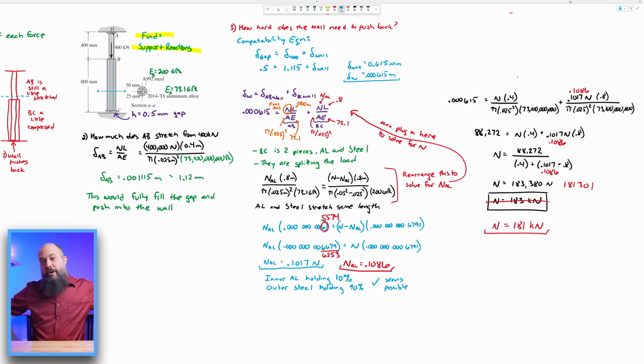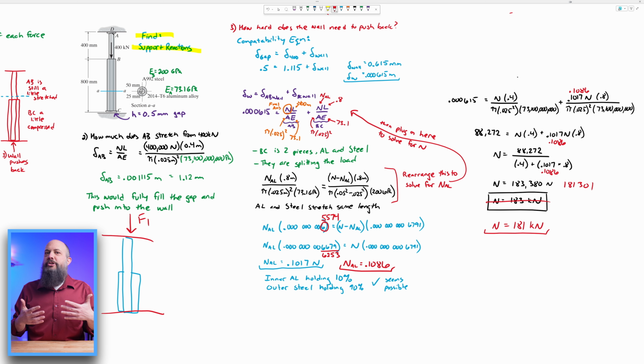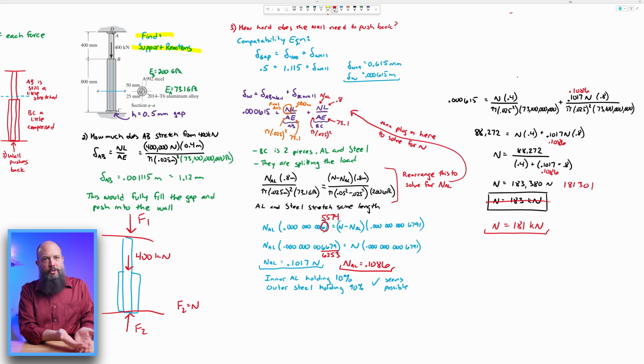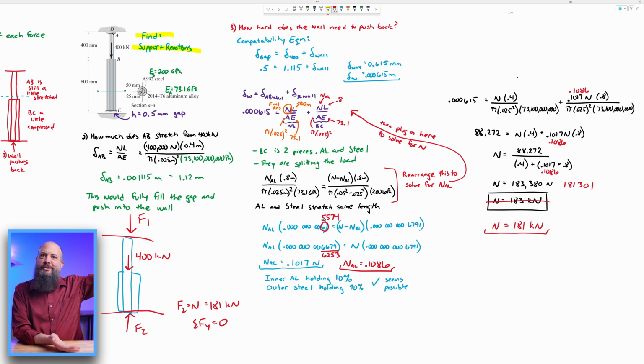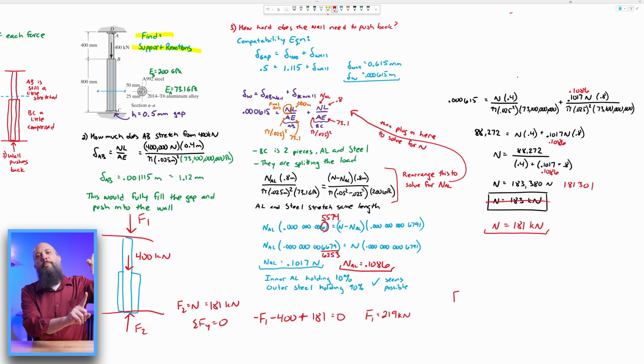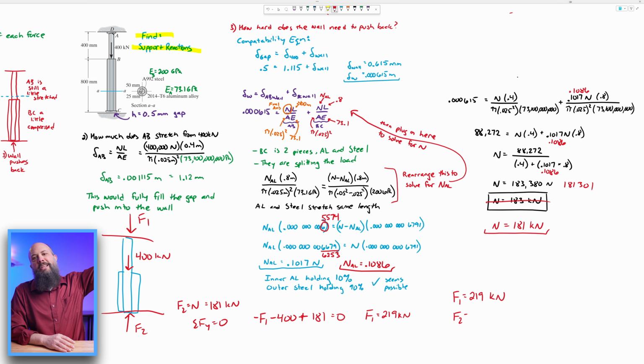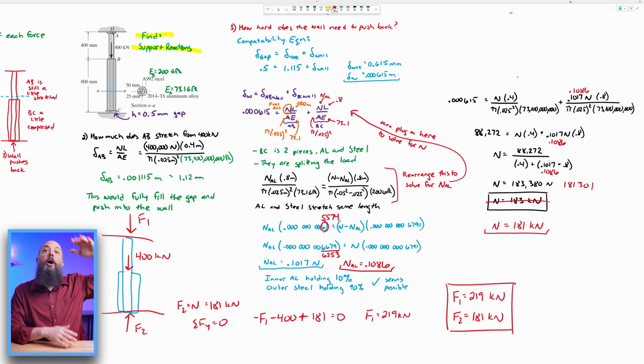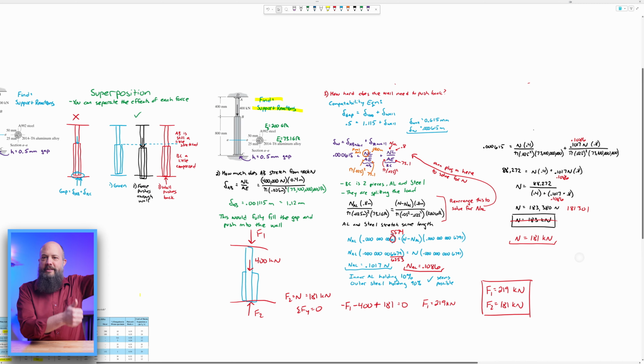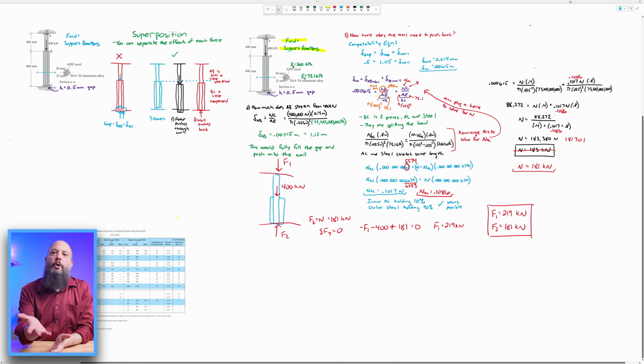On all that work, you'd think that we were done, but no, we were asked to solve for the reaction forces. Well, there's two reaction forces. There's the ground, there's also the ceiling. So we still have to do a sum of forces in the y direction, 400 pointing down, 181 pointing up, which means that the force from the ceiling is actually going to be holding the other 219 kilonewtons, so that the ground and the ceiling together add up to 400.